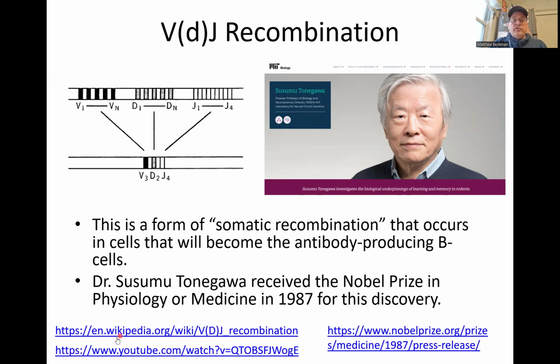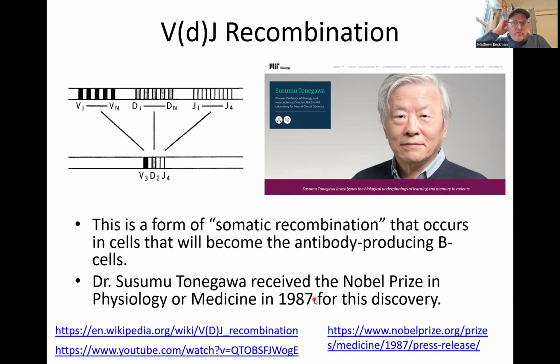Now, I've linked to some resources here. This is a good video to watch. This whole process was discovered by this scientist shown here named Susumu Tonegawa. In the 1970s, he was a young scientist at MIT in Cambridge, Massachusetts, and he discovered the process by which somatic recombination occurs in the formation of these antibodies to give billions, if not more, potential combinations so that we can have antibodies to basically anything that we're confronted with. For this work, he received the Nobel Prize in 1987.